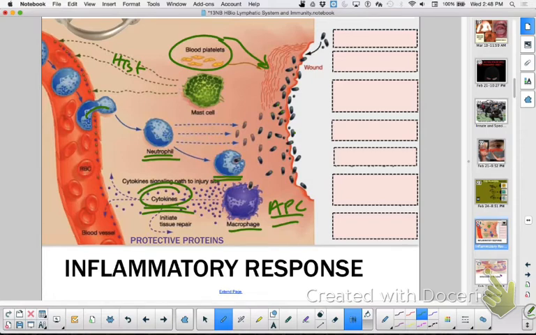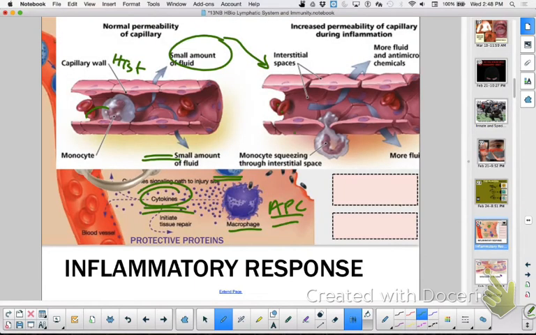What are some consequences of an inflammatory response? I'm looking for the pin go away thing that I made. Pin go away. Pin. Let's see. Did that do it?